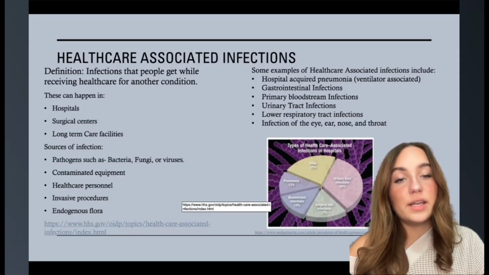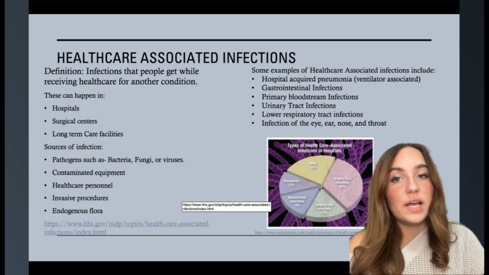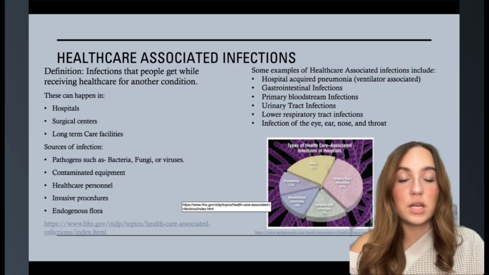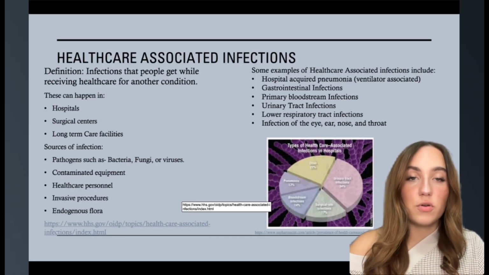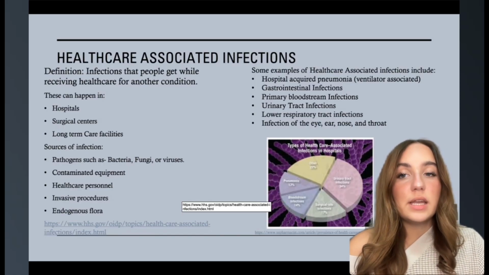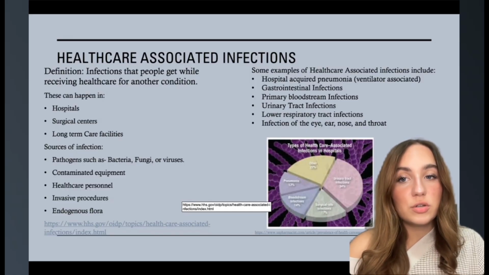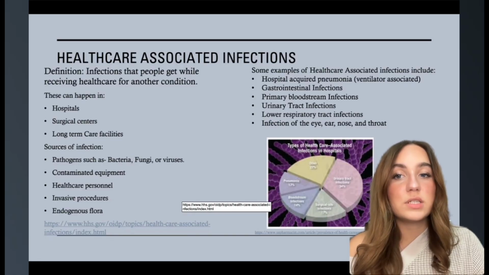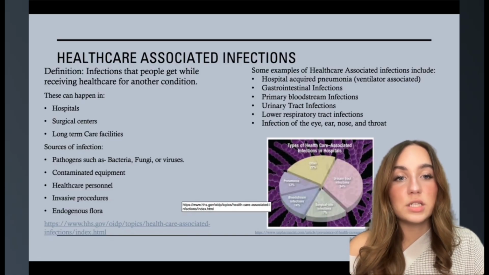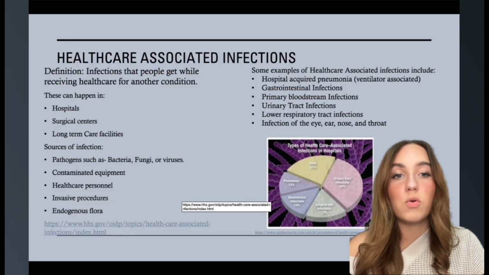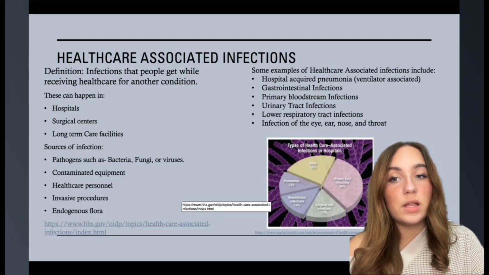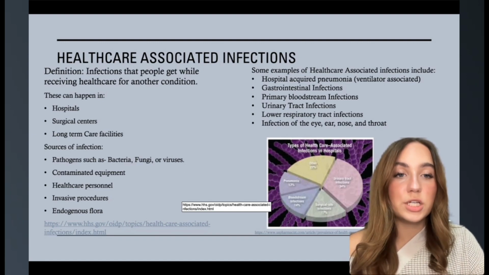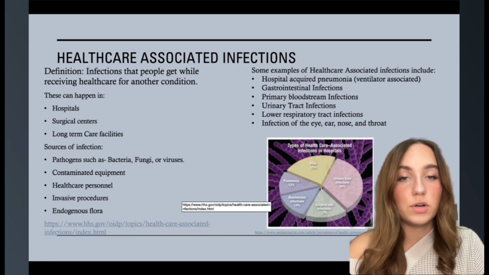Healthcare associated infections. These are defined to be infections that people get while receiving health care for another condition. These are also known as nosocomial infections. These can happen in hospitals, surgical centers, long-term care facilities, and in some sources of infection would include pathogens such as bacteria, fungi, or viruses, as well as contaminated equipment, healthcare personnel, invasive procedures, and endogenous flora.